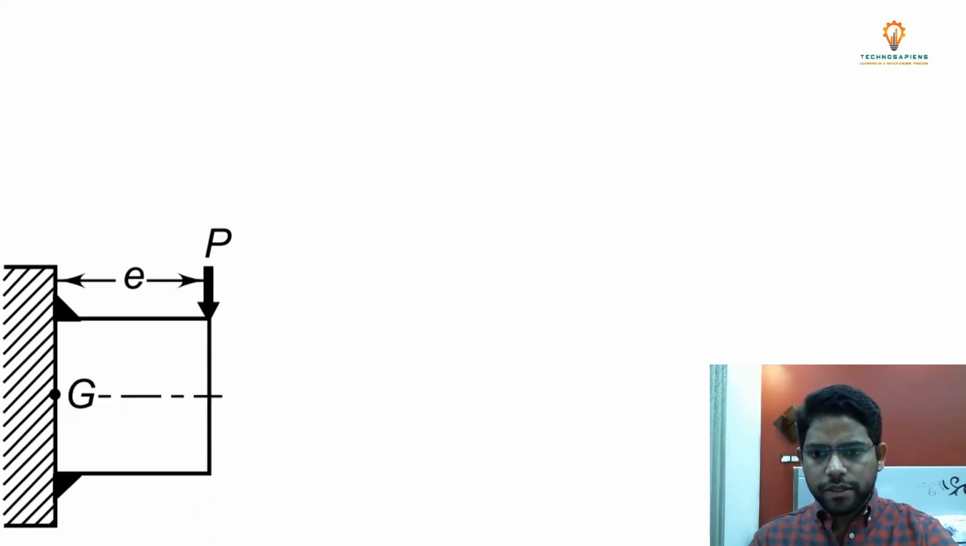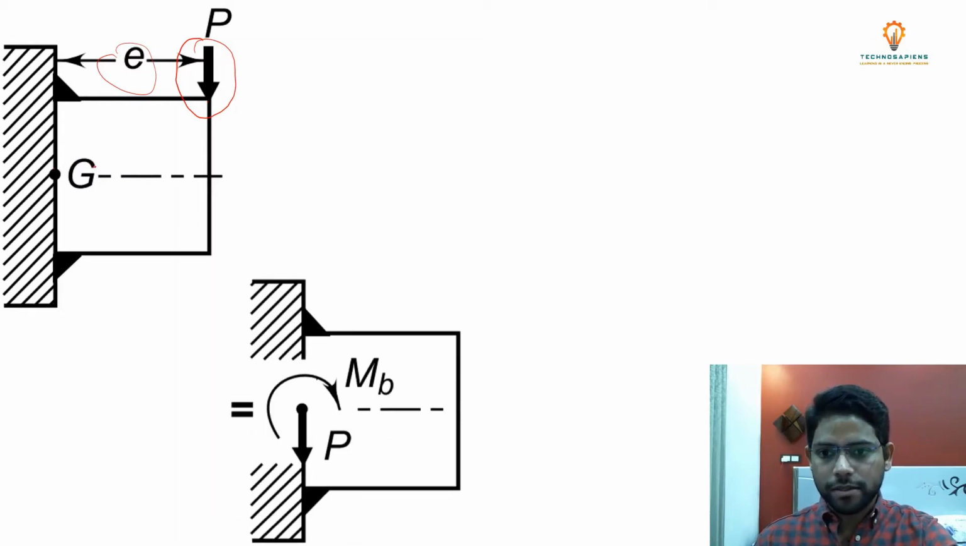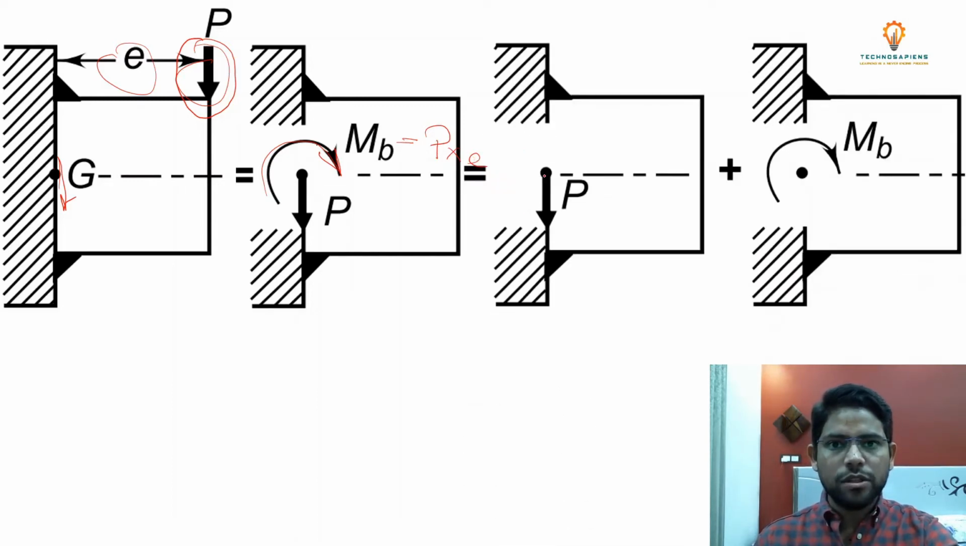Now you can see in 2D that an eccentric load is applied at this place with the eccentricity E. In order to design such types of weld, first of all we will translate this load from this position to the center of gravity of the welds like this, and once we move this force from here to here, there will be a moment induced, and the magnitude of this moment will be equal to P cross E.